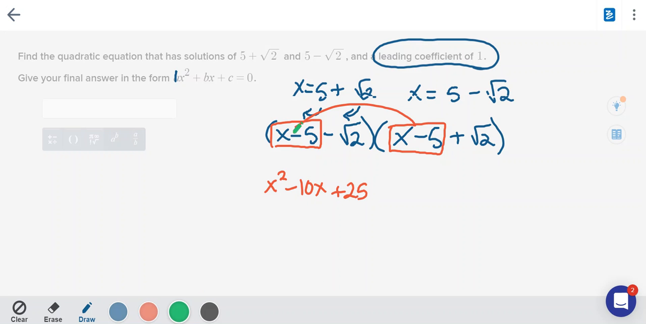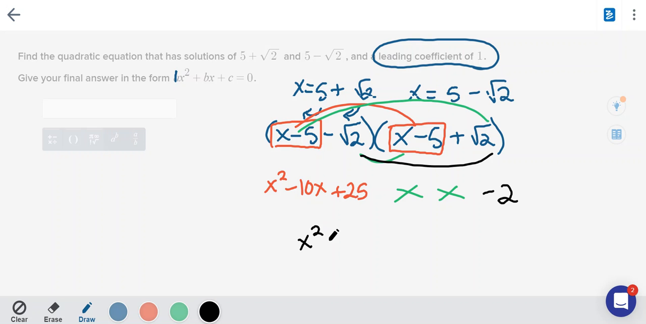Feel free to set up the box if you'd like, but I'm going to FOIL like this first. Outer and inner cancel out. And last, it's -2. All right. Okay, let's put it together. X squared minus 10x plus 23.